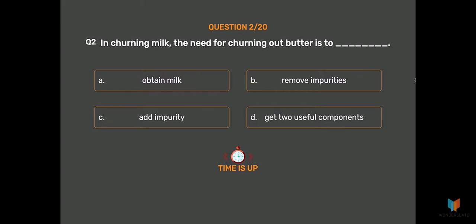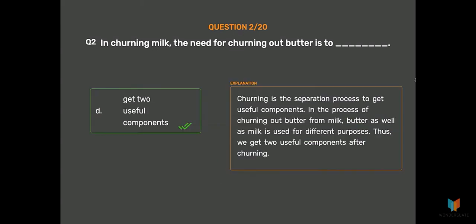The correct answer is option D. Get two useful components. Churning is the separation process to get useful components. In the process of churning out butter from milk, butter as well as milk is used for different purposes. Thus, we get two useful components after churning.